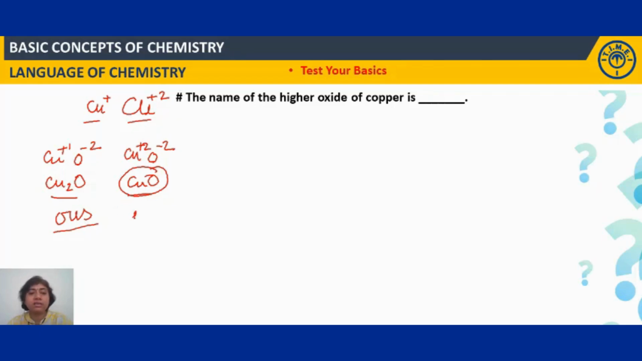For the higher oxide we use the IC suffix. So for cuprum, UM will be removed and IC will be added. So it will be cupric. So for lower oxide cuprous, for higher oxide cupric. So the name of the higher oxide of copper, I think you are ready with your answer, is cupric oxide. Fine. So let's first see the answer, cupric oxide, and then we will move on to the next question.